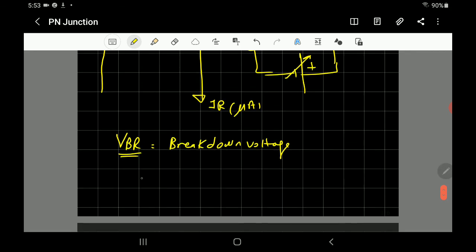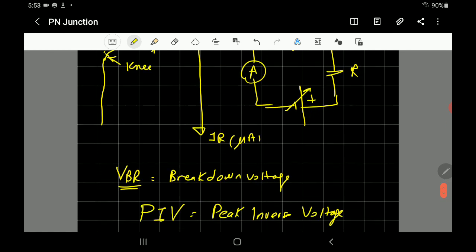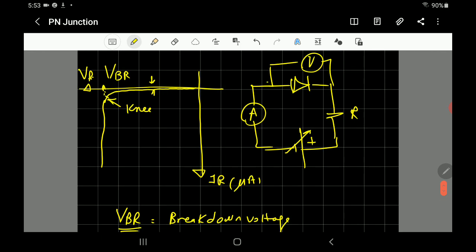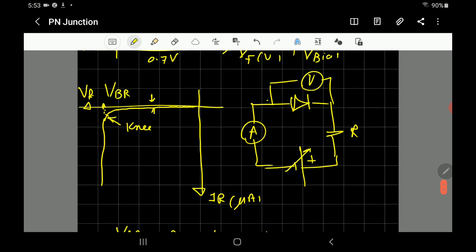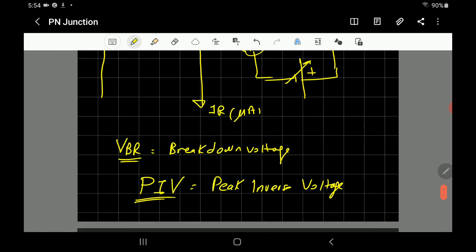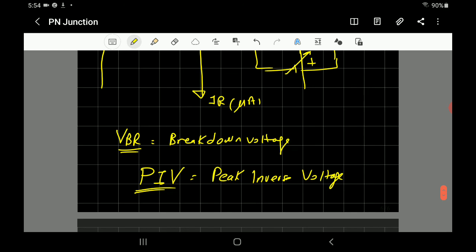And we have a value in the datasheet called PIV, peak inverse voltage. It means when you have voltage in the reverse bias, there is a certain value that should not be exceeded, so as not to ruin the diode. Of course, PIV is less than the breakdown voltage. It's specified for each diode. That's all for the characteristic of the diode.